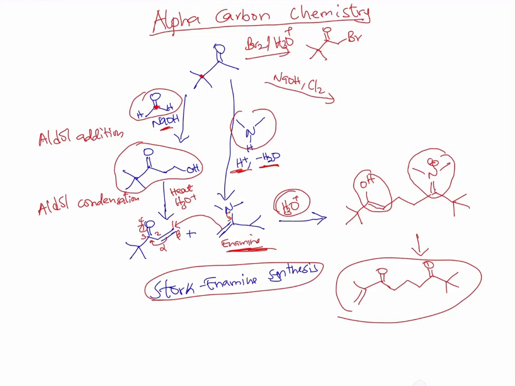So the best way is to use excess of the halogen, and when we use excess of the halogen, we are going to form a trihalogenated compound, which is going to cleave this position. So we call that a haloform reaction. So in this case, it's going to form CHCl3, which is chloroform. So this is a haloform reaction.